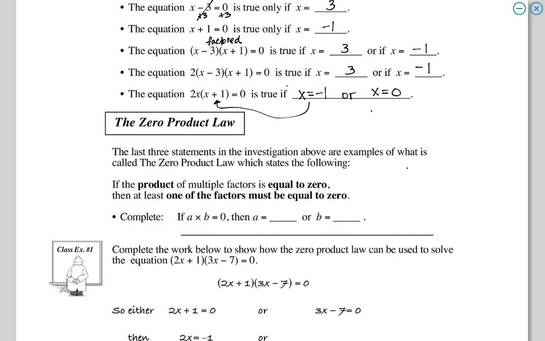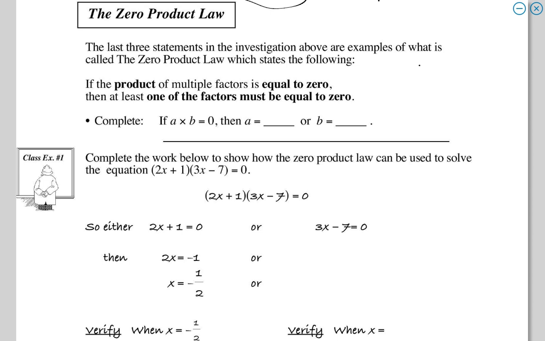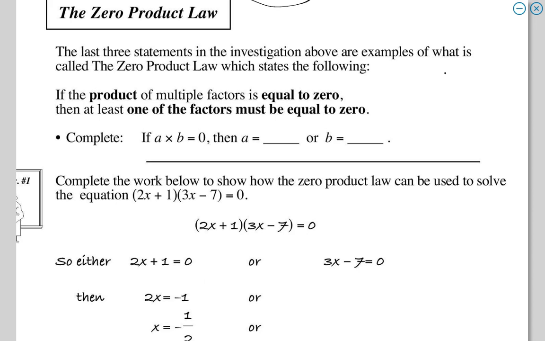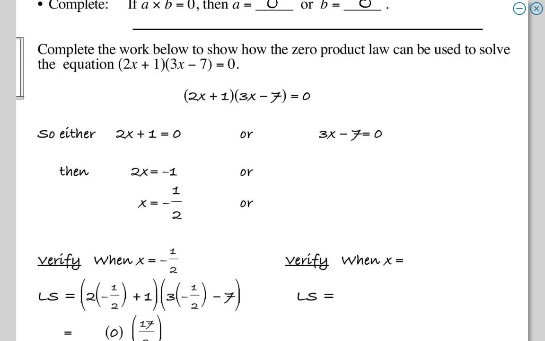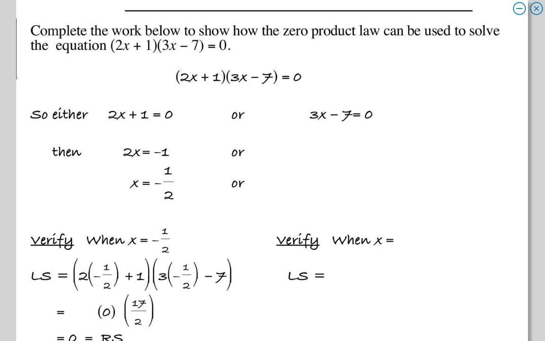Okay, let's keep going. So the zero product law. I'm just reading right here: if the product of multiple factors is equal to 0, then at least one of the factors must be equal to 0, at least one. So if a times b equals 0, then a equals 0 or b equals 0. So from that logic, we'll solve some factored quadratics equal to 0. This essentially means find x-intercepts. That's really what it means.